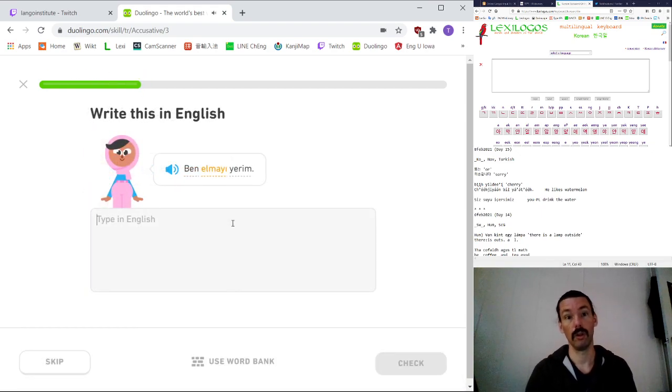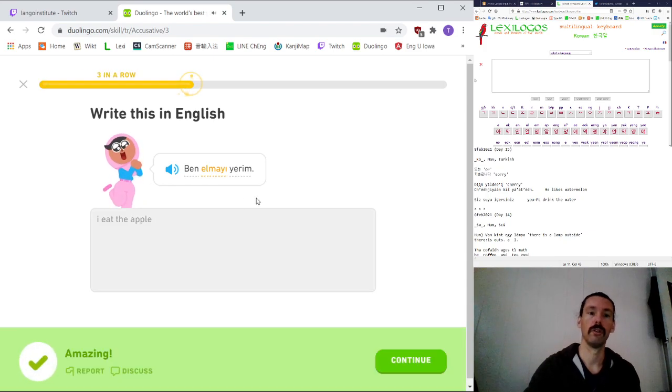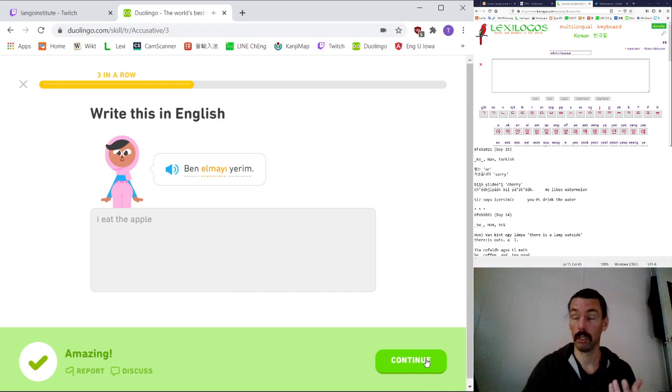Ben elmayı yerim. Elma. Elma, apple. I eat the apple. Elmayı. So again, after a vowel, Elmayı, we're adding a y. Think of it as adding, or maybe the basic form of the suffix is y.